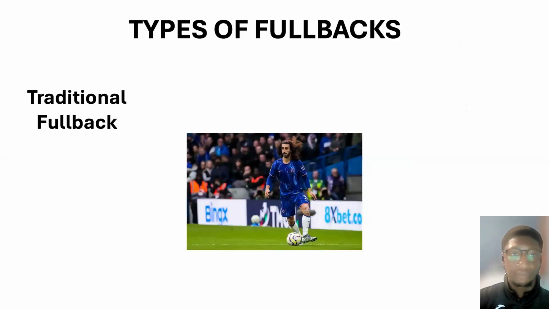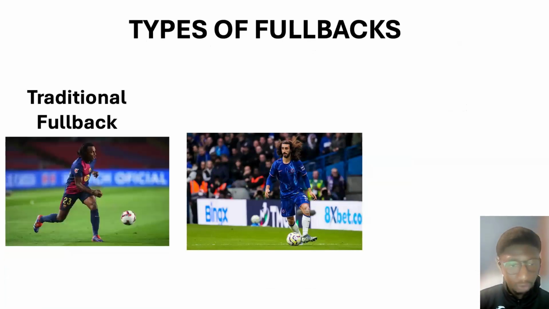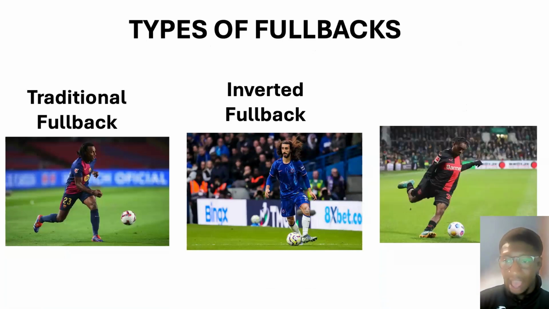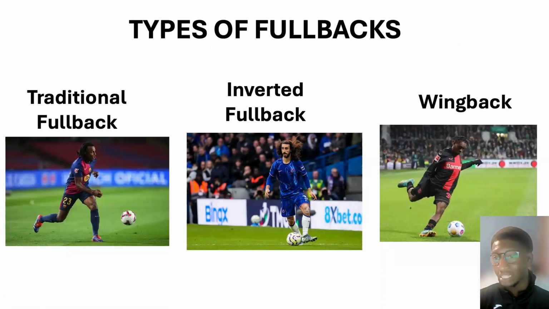So a few types of fullback. So we have a traditional fullback in Jules Koundé. We have an inverted fullback in Marc Cucurella. And then we have an attacking fullback or attacking wingback in Jeremy Frimpong. Sorry. So these are three different types of fullback.